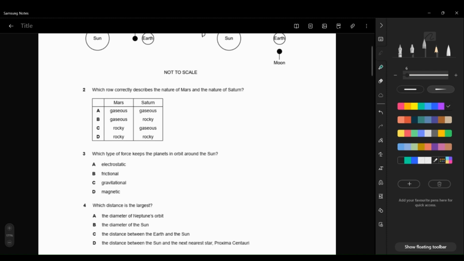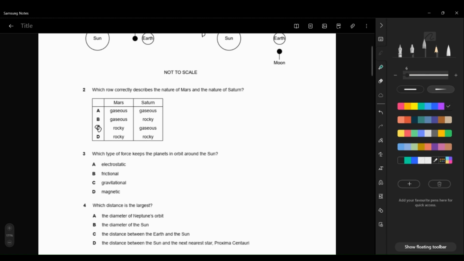The planets in each one of the sets have completely different characteristics. The main differences are that the inner planets are much smaller than the outer planets, and the inner planets are also rocky, they have a rocky surface, and the outer planets are gaseous in nature. So this provides the correct answer. Mars is a rocky planet, this eliminates A and B, and Saturn is a gaseous planet, this eliminates D, so the correct answer is C.